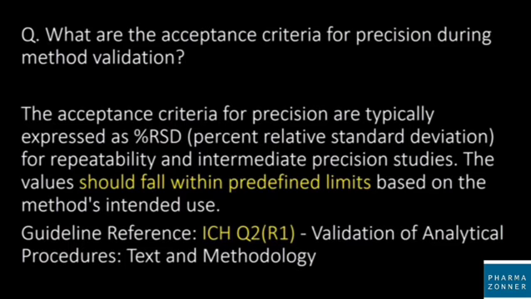What are the acceptance criteria for precision during method validation? Answer is, the acceptance criteria for precision are typically expressed in percent RSD, that is percent relative standard deviation, for repeatability and intermediate precision results. The values should fall within the predefined limits based on the method's intended use. Reference guideline ICH Q2.